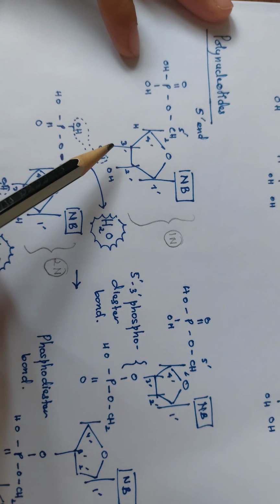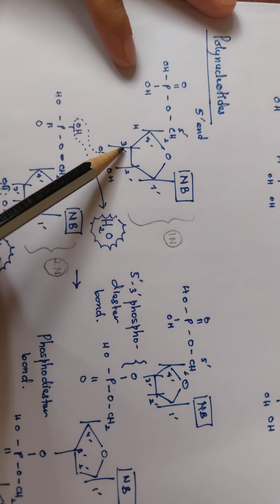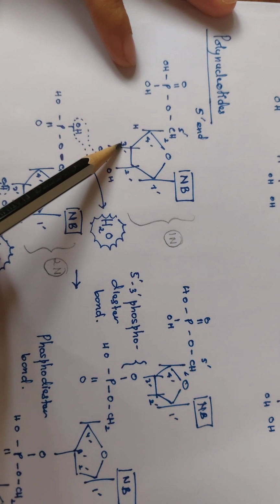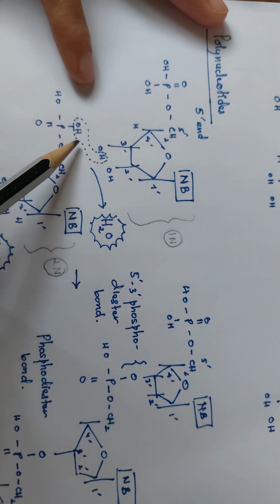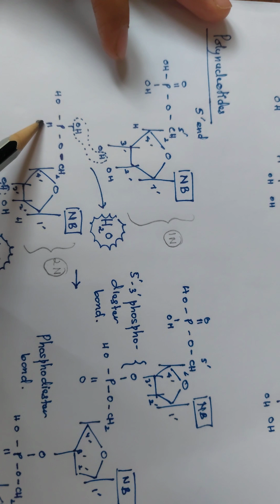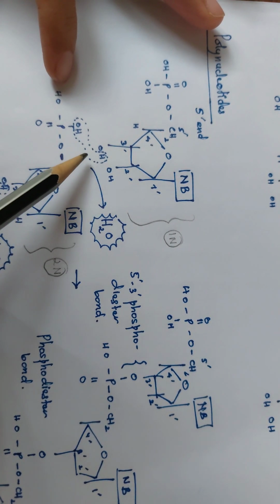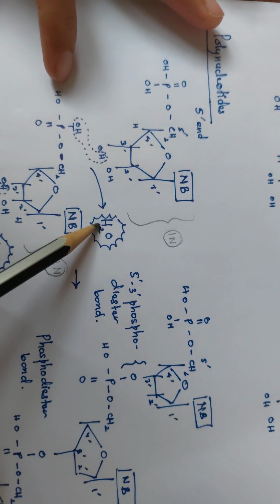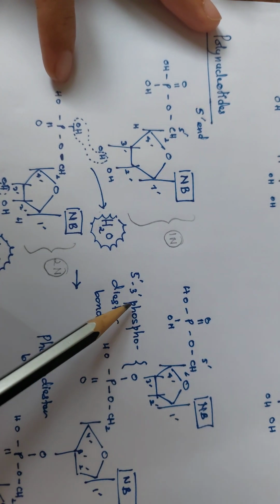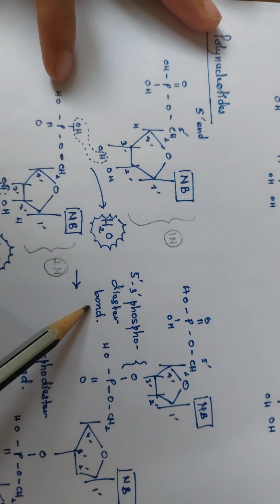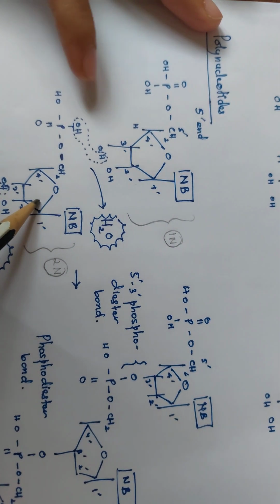So when we see here in the pentose sugar, we have the 3' carbon here. We see the position of the third carbon in this 3' position. From this 3' position and from the phosphoric acid of the next nucleotide, water is released. You see in the figure here, water is released and they form a phosphodiester bond. So phosphodiester bond helps in the connection of one nucleotide to the next nucleotide.